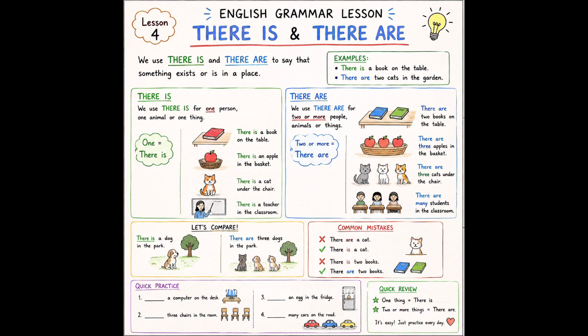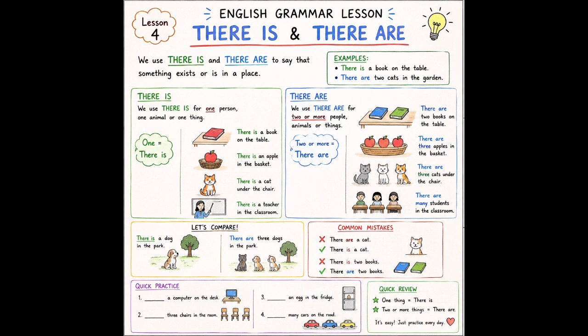When do we use there are? Now let's learn there are. We use there are for two or more people, animals, or things. Remember, two or more equals there are. Examples. There are 2 books on the table. There are 3 apples in the basket. There are many students in the classroom. There are 5 birds in the tree. Now we have more than one. So we use there are.